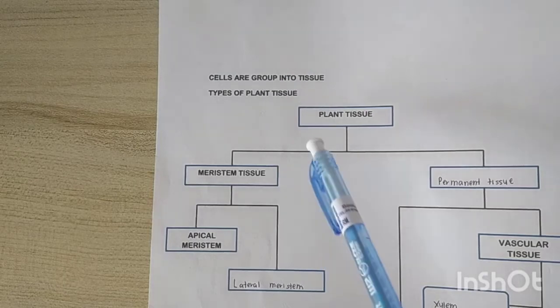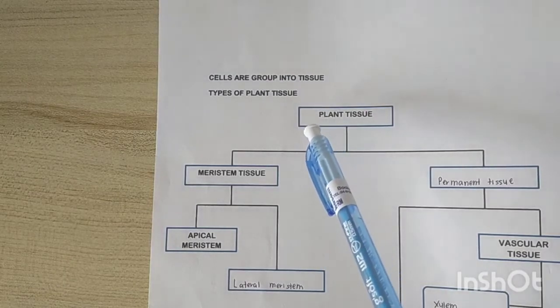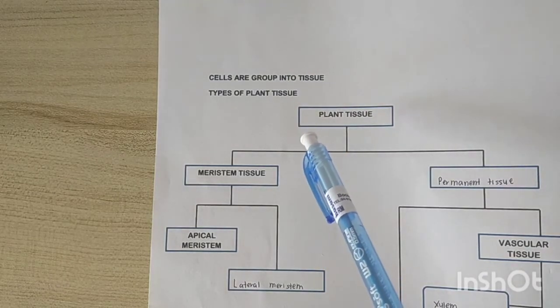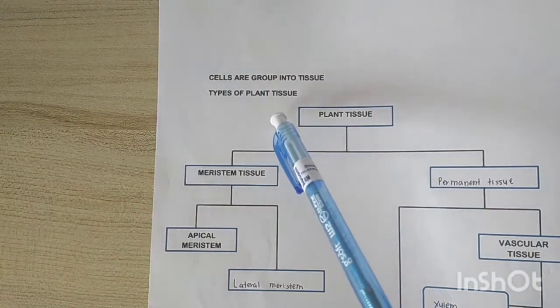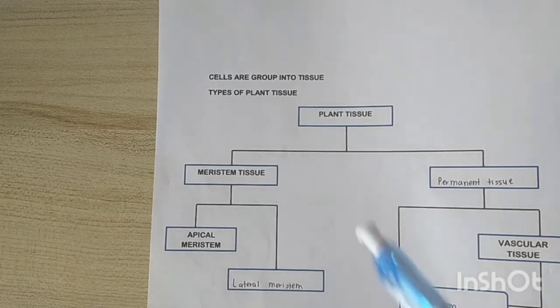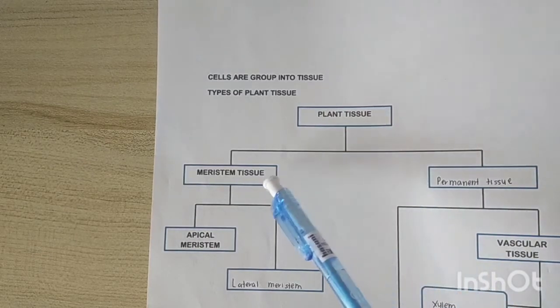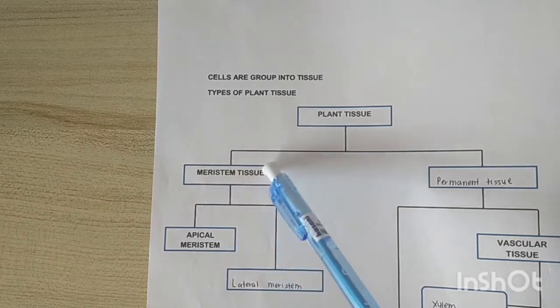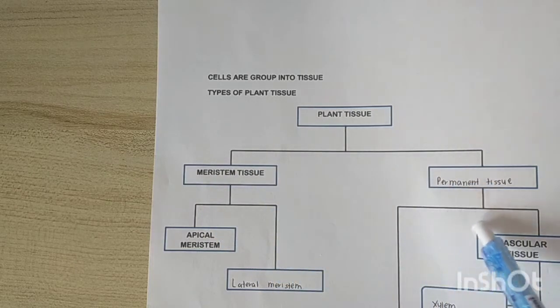So now let's proceed to the next tissue. Last day we already discussed the types of animal tissue. So now we proceed to the types of plant tissue. First of all, let's look at the overview of the plant tissue. Plant tissue can be divided into two types. The first one we call meristem tissue. The other one is permanent tissue.